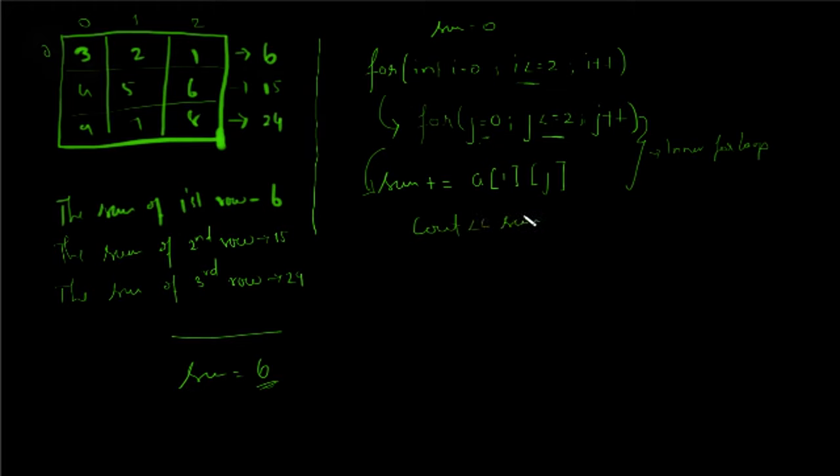sum. Now there is a confusion. This statement belongs to which for loop? This one or this one? Here we have to think a little bit and check. One minute, let me erase all these things. Okay.